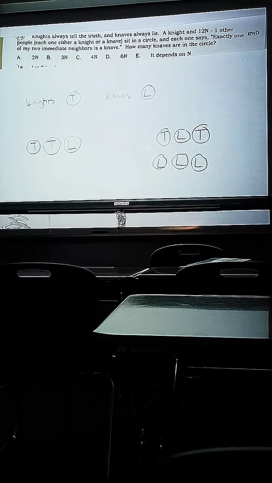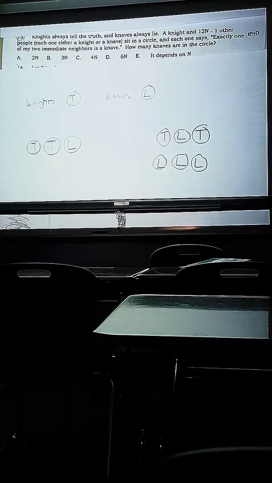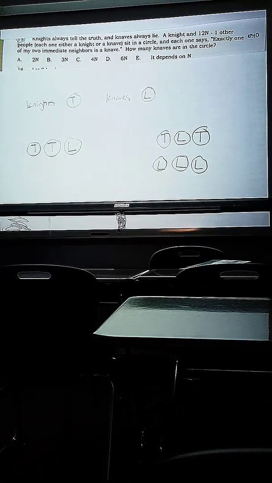So the problem says a knight and 12n minus 1 other people are sitting in a circle. So if you have 1 knight and 12n minus 1 other people, that means the total number of people is 12n. Sorry, I think I've been saying 2n, I meant 12n.